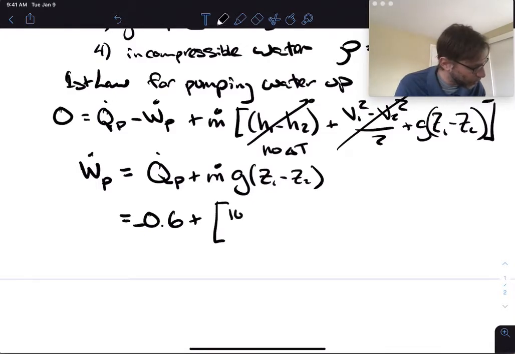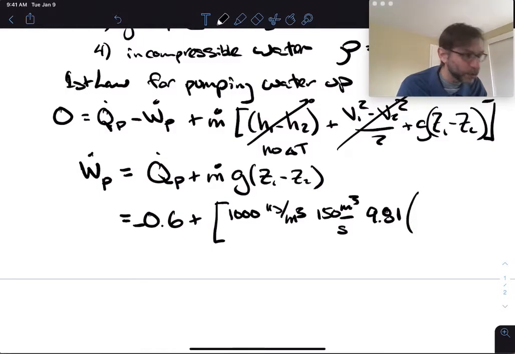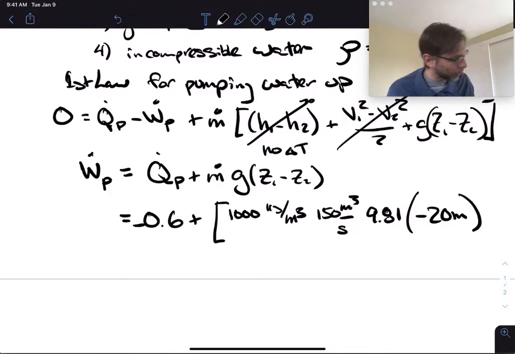Now this is 1,000. So this is going to be an M dot here. So this is 1,000 kilograms per meter cubed times 150. Here, let's do the units here. So 1,000 kilograms per meter cubed times 150 meters cubed per second, right? Times 9.81 times Z1 minus Z2, which is minus 20 meters, because we're going back up. So Z1 minus Z2 is minus 20.